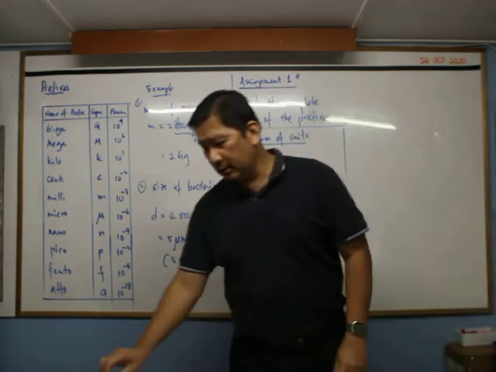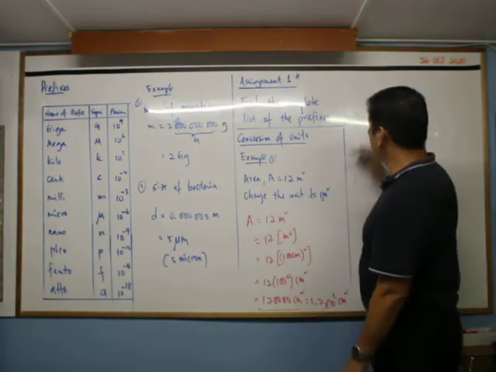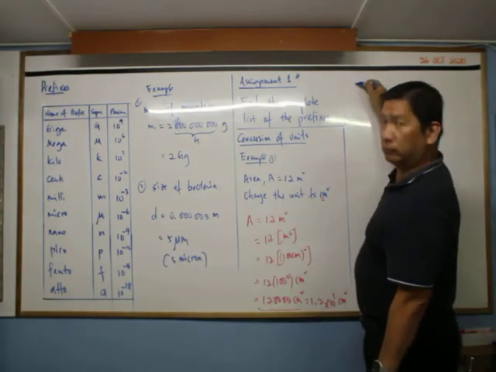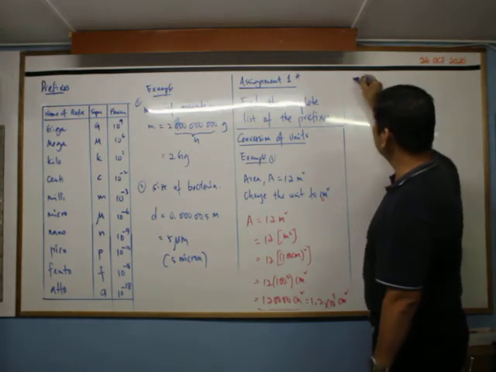Now next one, we do the opposite. Okay, we do the opposite. For example, now volume. Okay, volume. This is example 2.